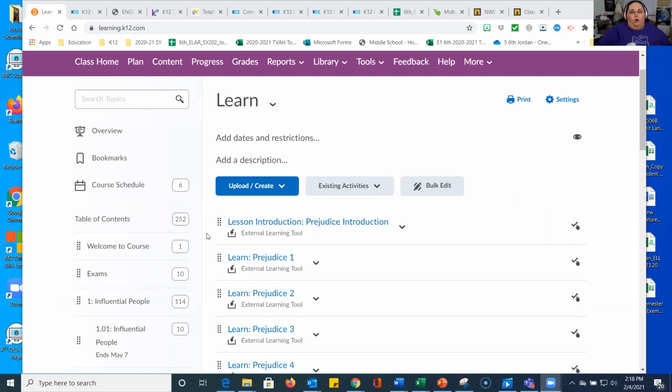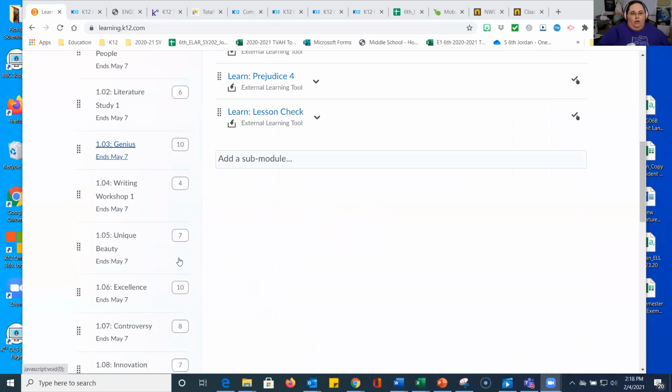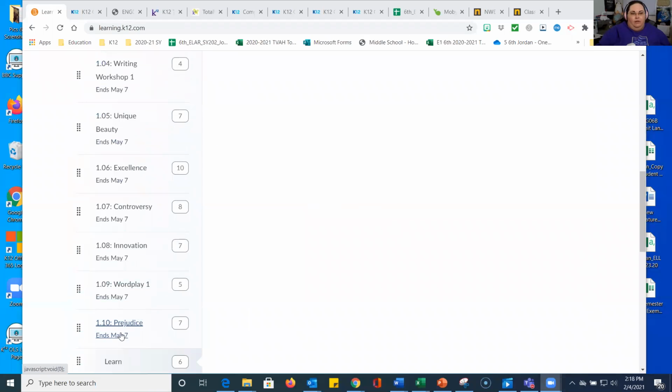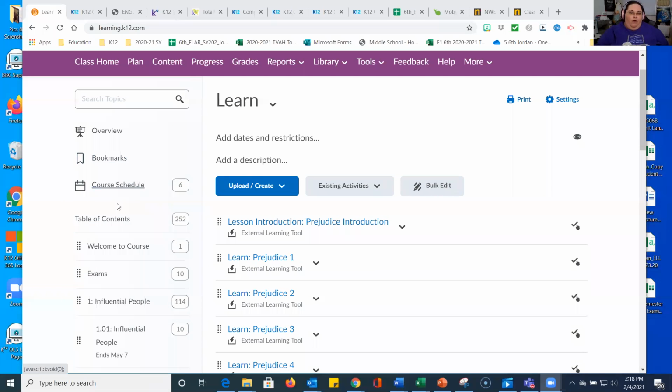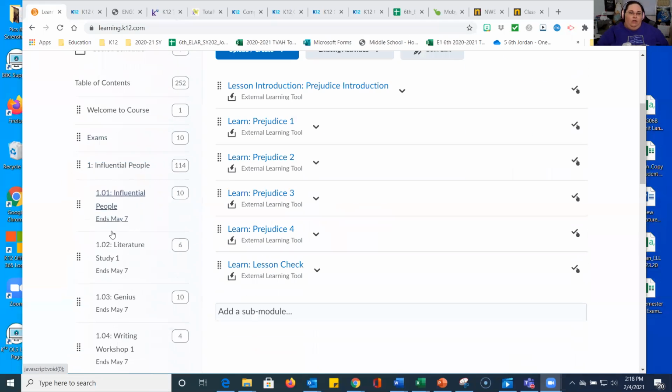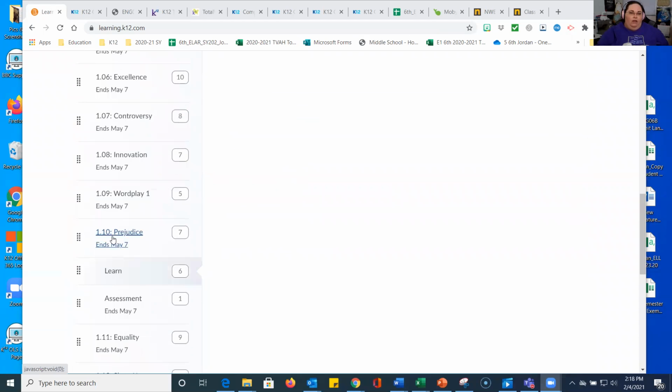I'm going to be going over 1.10, Prejudice. As always, you can find this by logging into your class and then the purple one for ELA, and then going to content will take you here. You follow this table of contents over here. Please go down to 1.10.